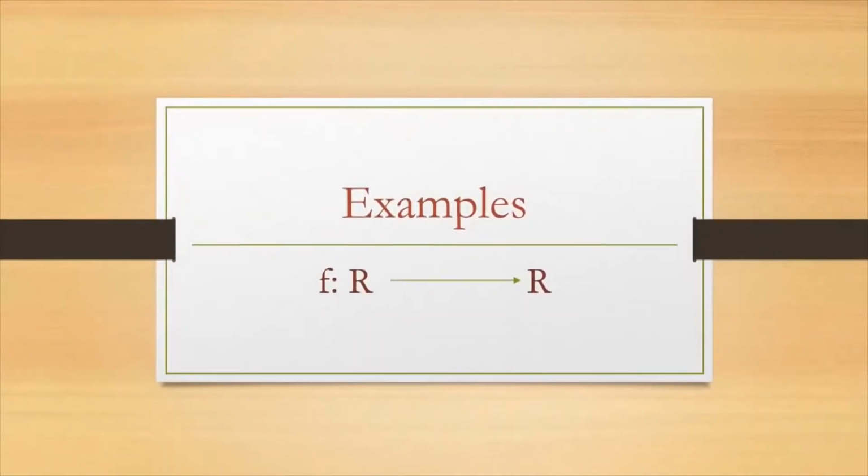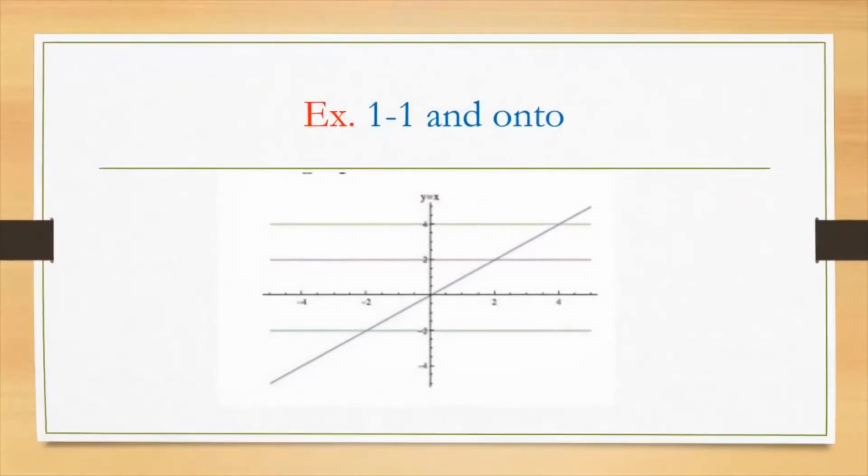Next we want to see some examples of functions from R to R. So we can directly go to those examples. So this is a function which is one-one and onto. Okay. So the functions we are discussing have domain and codomain both R, right? Functions from R to R.